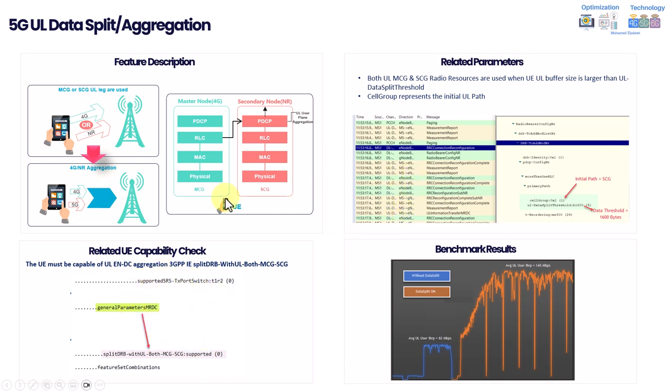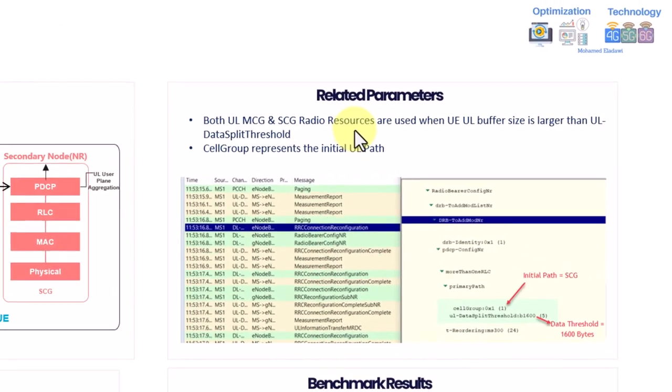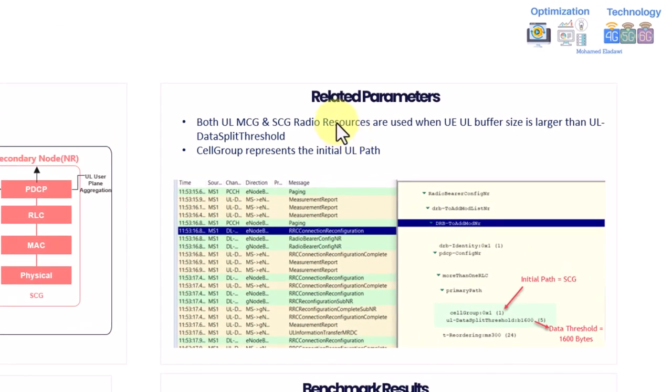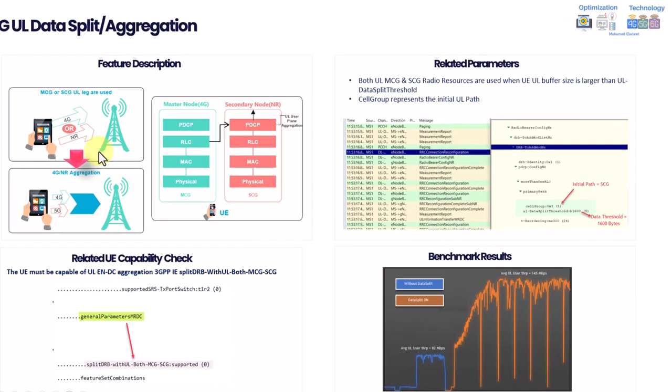Now, speaking about how this is triggered from the UE, and based on what. Simply, it is based on one of the parameters configured from the gNB side and delivered to the UE through the RRC reconfiguration message. This parameter is called the data split threshold. So, for example, if the UE buffer size is larger than this particular parameter, which you can control through the gNB, in this case the UE will start splitting the data through both legs, as mentioned here.